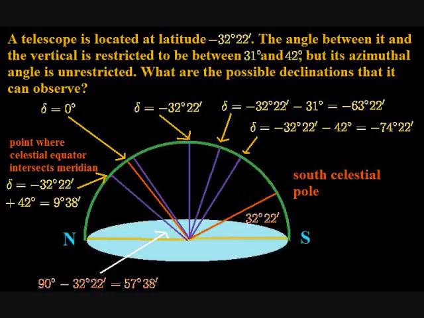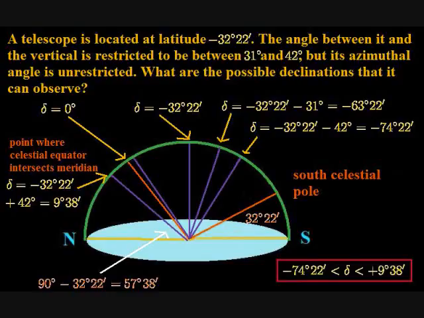So the telescope can see anywhere north of negative 74 degrees 22 minutes and south of positive 9 degrees 38 minutes.